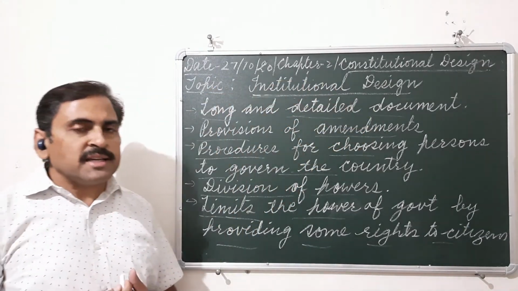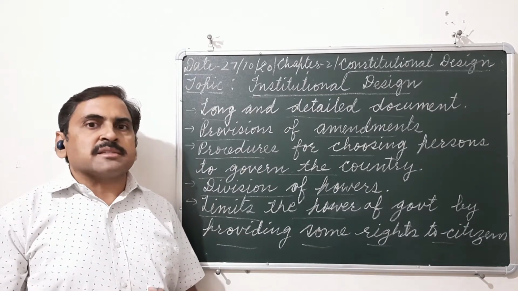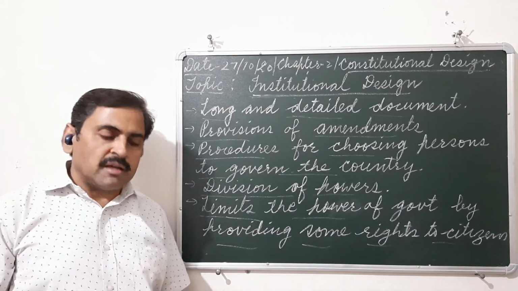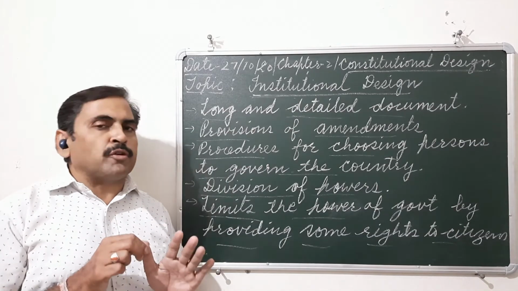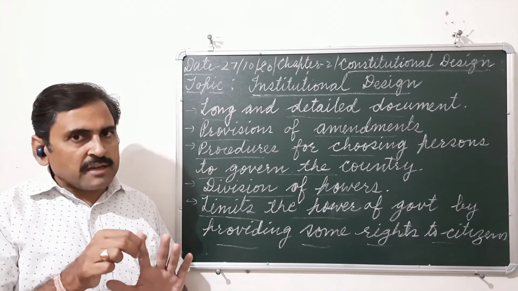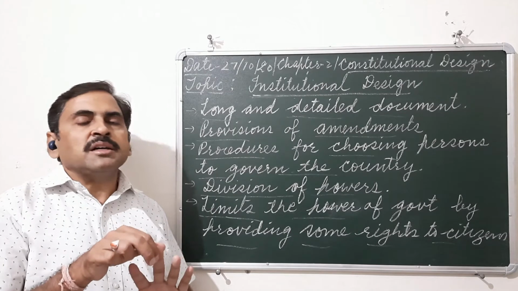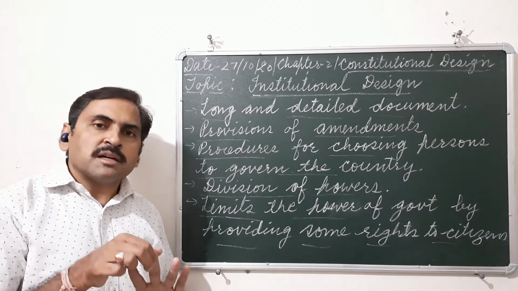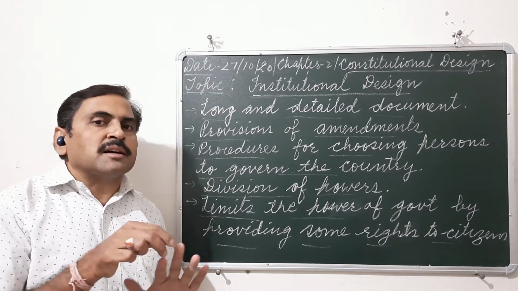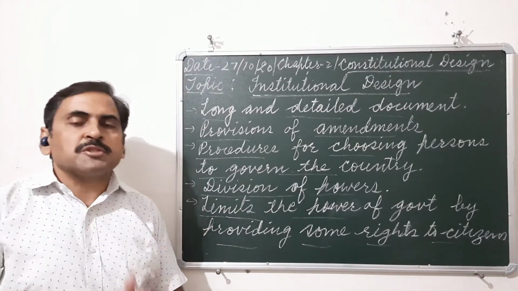Now, what are institutions? Institutions are the different arrangements through which a government works. For example, we have the executive in the form of the prime minister and the different ministers. Then we have parliament, which has been given the power to make laws. Then we have the judiciary, which solves disputes. All these three things are the institutions through which a government functions smoothly.